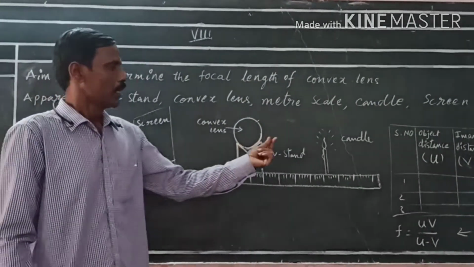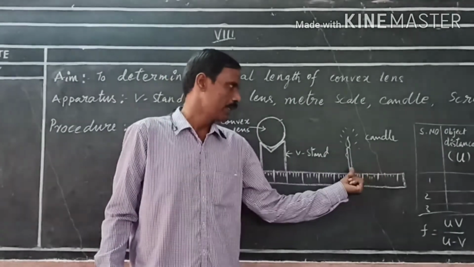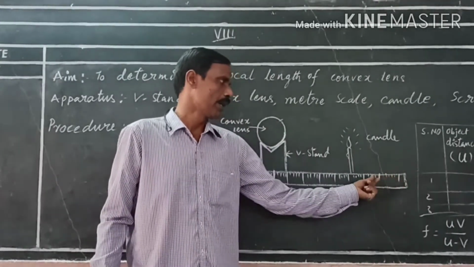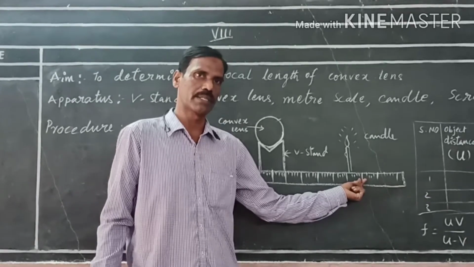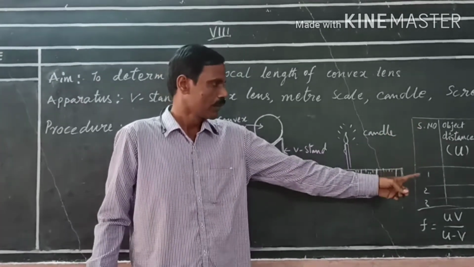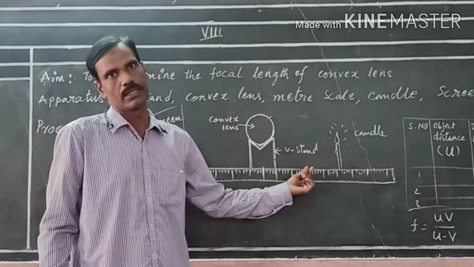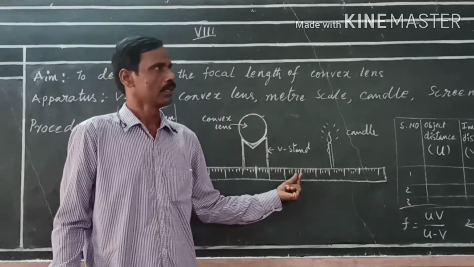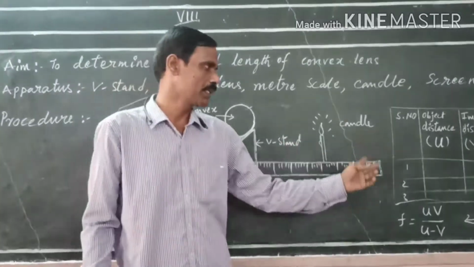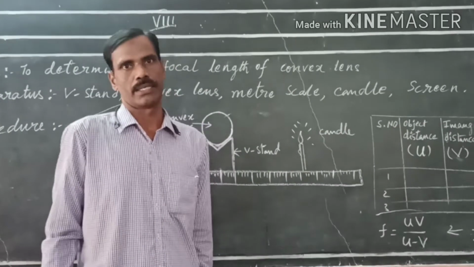Now, at the beginning we placed the candle at 60 centimeters. By reducing the distance to 50 centimeters and obtaining object distance and image distance, we can find focal length. Similarly, by adjusting the candle to 40 centimeters and obtaining the image distance, using both object distance and image distance in this formula, you can find focal length.